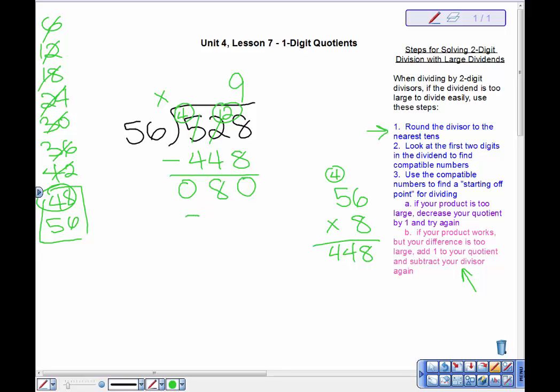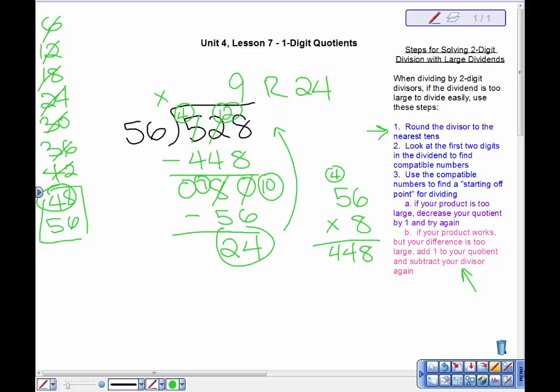So all I want to do now is subtract 56 again, because instead of using 56 8 times, now I'm using 56 9 times. So 0 minus 6 I can't do. I'm going to borrow from the 8 and turn it into a 7. Make that 0 a 10. 10 minus 6 is 4. 7 minus 5 is 2. If I compare, 24 is definitely less than 56, and I have nothing left to bring down. So this becomes my remainder. So your final answer is 9 with a remainder of 24.